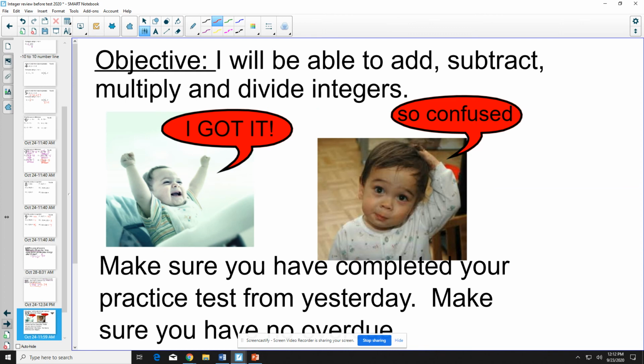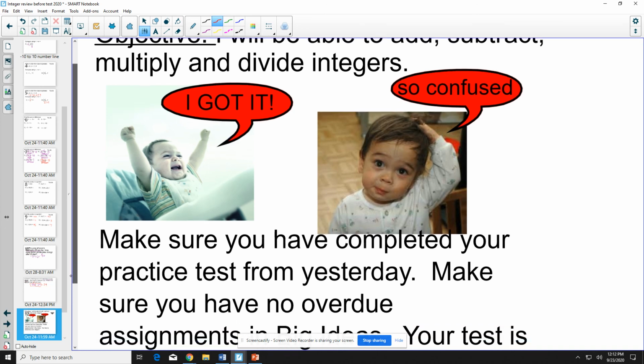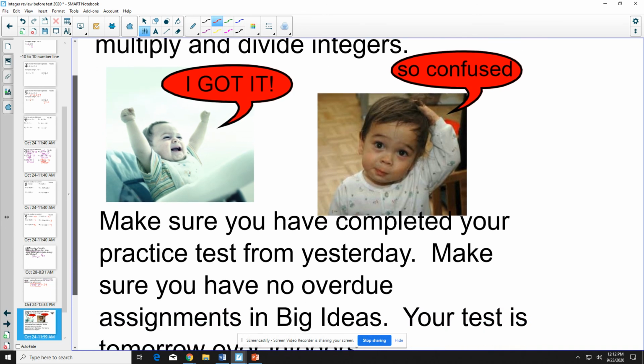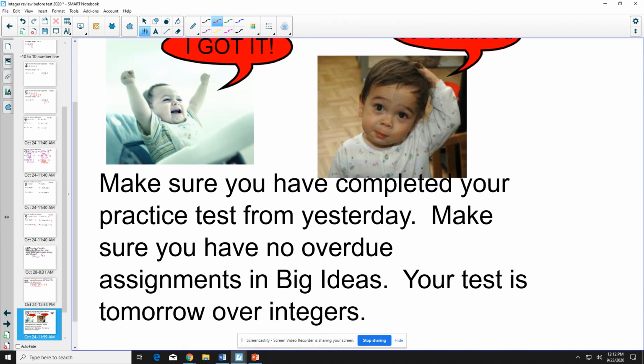All right, so do you have it or are you confused? If you're confused, I would go back and I would try these problems again. I would also make sure that you have finished your practice test from yesterday. Your practice test is just like your real test tomorrow. If you have not finished that practice test, please go back and do that again. Make sure you have completed all your assignments in Big Ideas. If you have overdue assignments in Big Ideas from the Overdue tab, please do those before you take your test tomorrow so you are ready for your test.